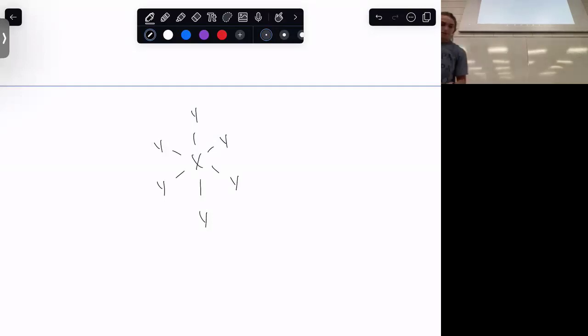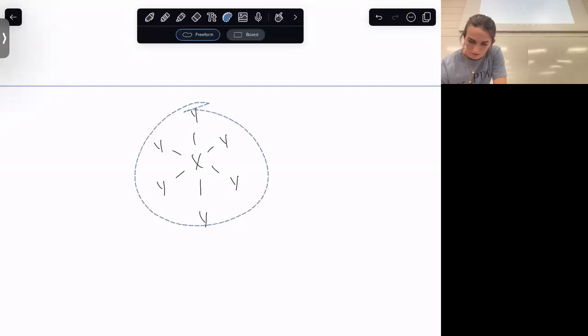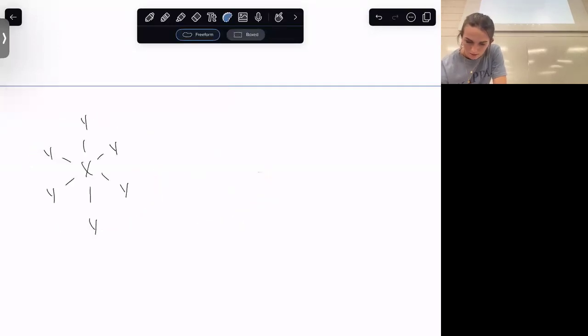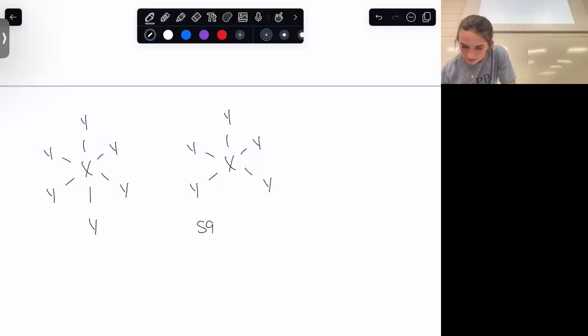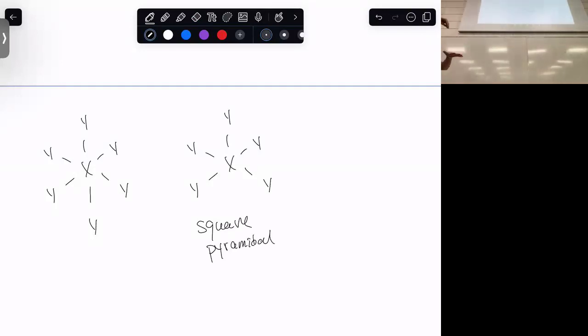So if you removed this one here, you now create a square bottom and then a point on top. This is called square pyramidal because you have a square bottom with a pyramid where they all converge. So I guess I don't use an acronym, I think of real life examples. I think of this one as the pyramids of Egypt, right? You have your Egypt pyramid here.